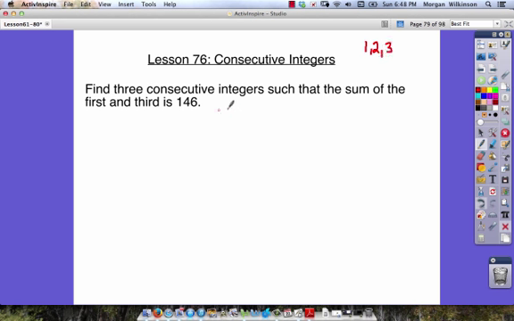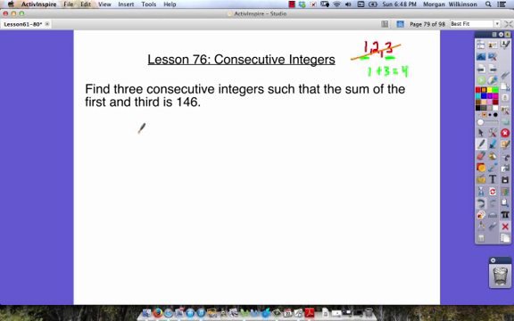Now, if we wanted to answer this question, the first number and the third number, when we add them together, we find the sum, it must be equal to 146. So if we looked at this one, the first number and the third number, we find the sum of those, 1 plus 3, equals 4. So for this example, these are not the right numbers. In order to do a problem like this, we need some variables.